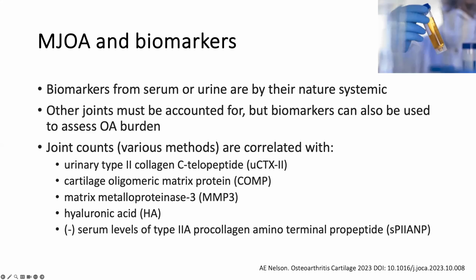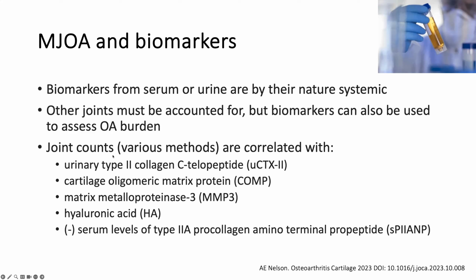Joint counts done by various methods. So just for example, you could count up joints that are involved, hand, knee, hip. Those could be bilateral or unilateral. You could count up the Kellgren-Lawrence grade, the global radiographic grade for different joints. You could count up the symptomatic grades, 0, none, mild, moderate, severe, 0, 1, 2, 3, and add all of those together. So you can sort of get a burden score from a variety of different ways.